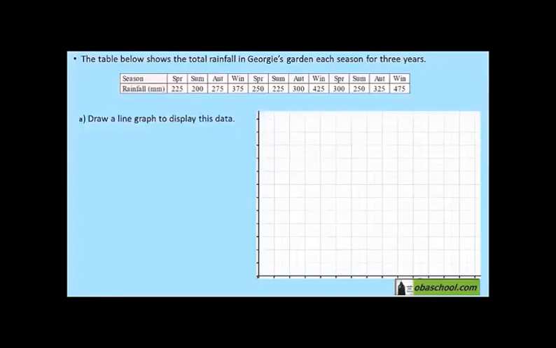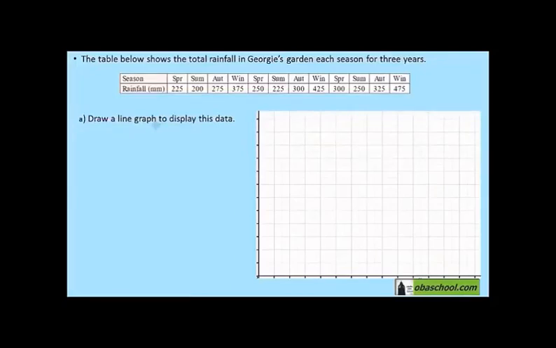The table below shows the total rainfall in Georgie's garden each season for 3 years. You can see that the table has a row for seasons, which represents time, and the collected data on the bottom row, which is rainfall in millimeters. Part A says, draw a line graph to display this data.